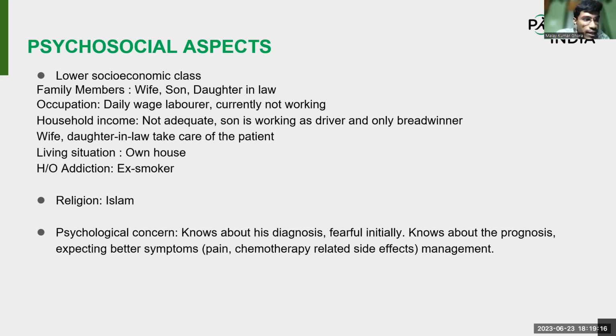Coming to the psychosocial aspect, the patient belongs to lower socioeconomic status. He has a wife, son, and daughter-in-law, a total of 4 members in the family. Currently, he is not working. He used to work as a daily wage laborer. Household income is not adequate, and the son is the only breadwinner right now. Wife and daughter-in-law take care of the patient. They are living in their own house, and the patient has a history of smoking. By religion, he is Muslim.